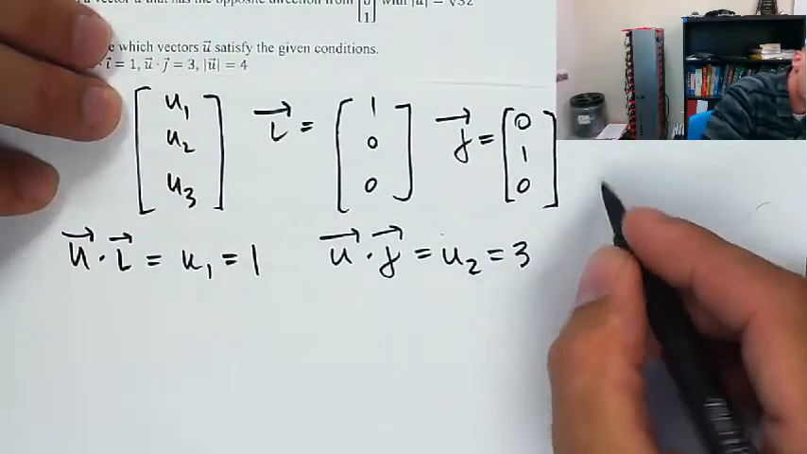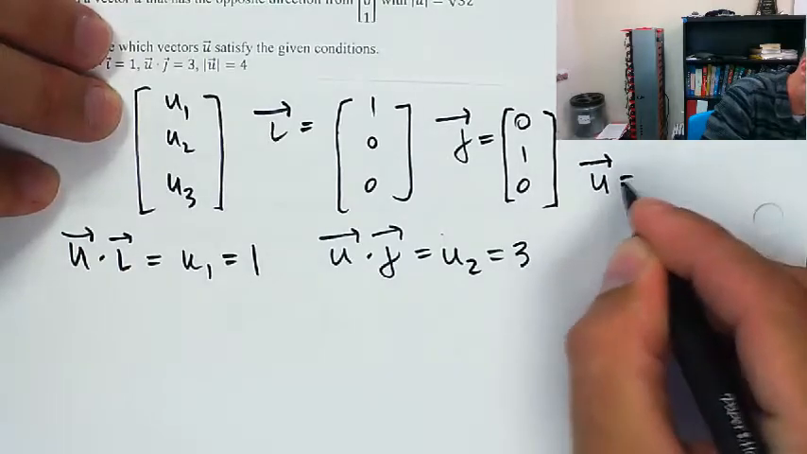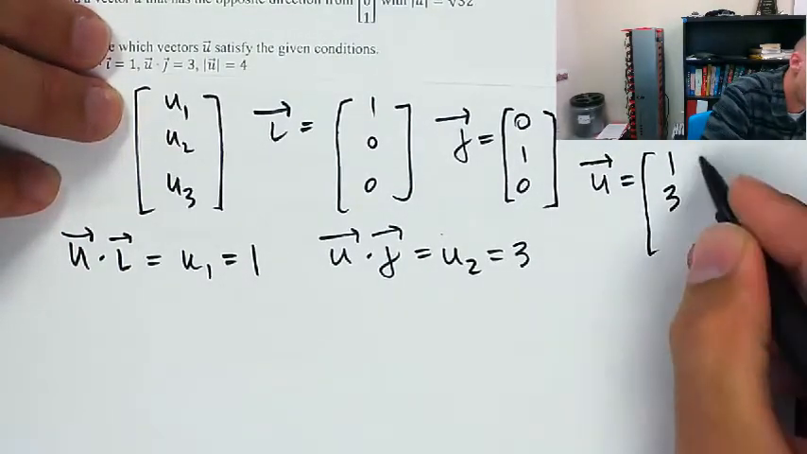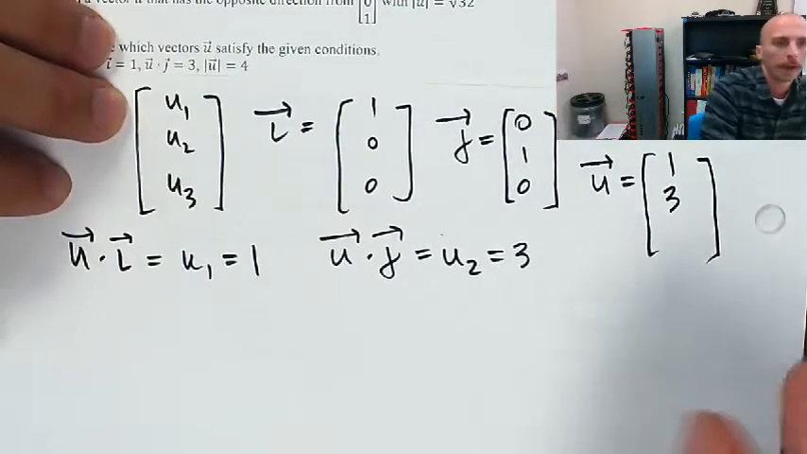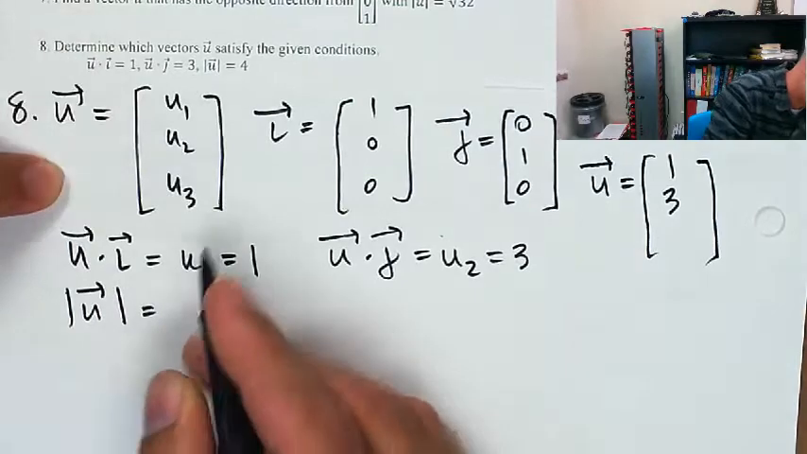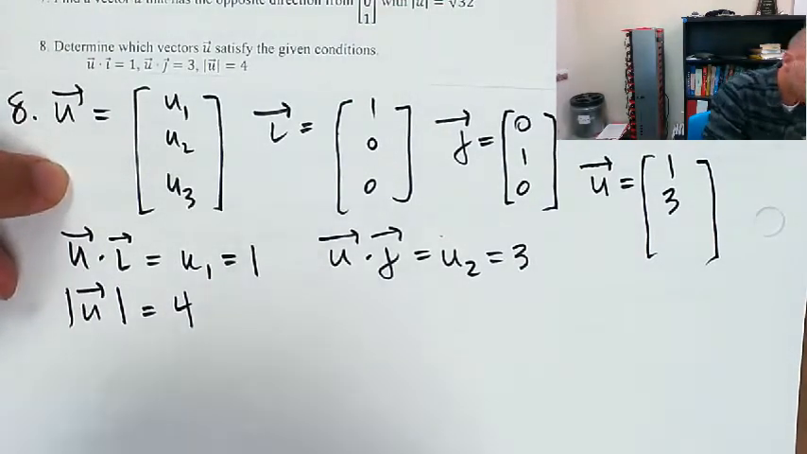Okay, so maybe I'll just put my answer here. So it's 1 and 3, and I'm not sure what the third component is. All right, and then they tell me that the length of U equals 4.